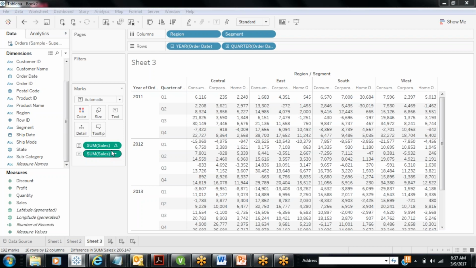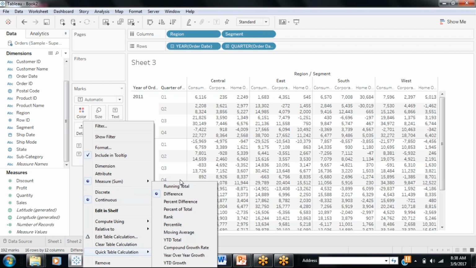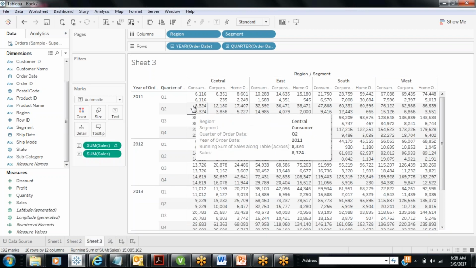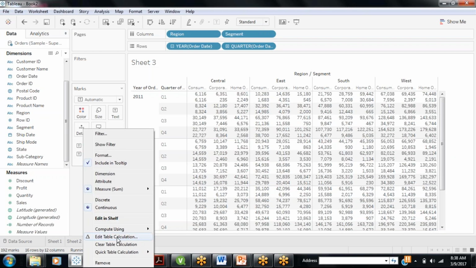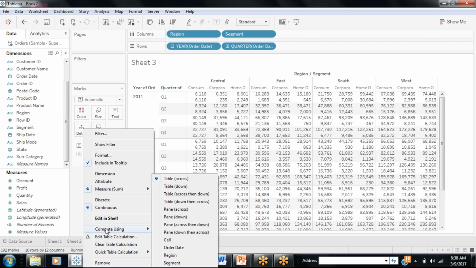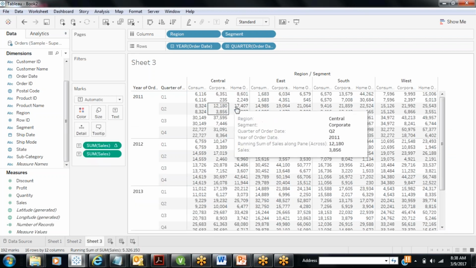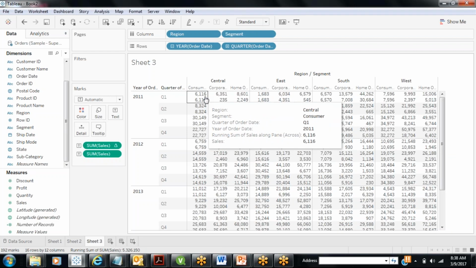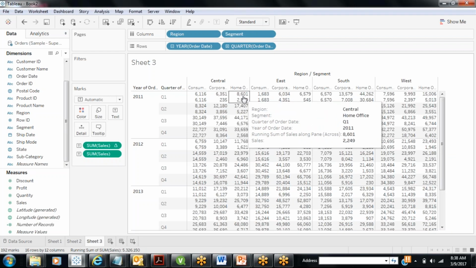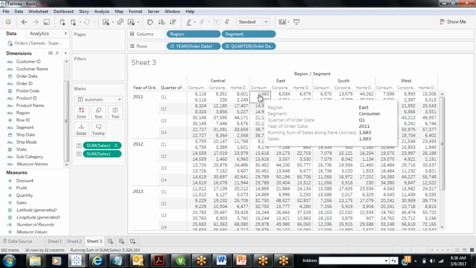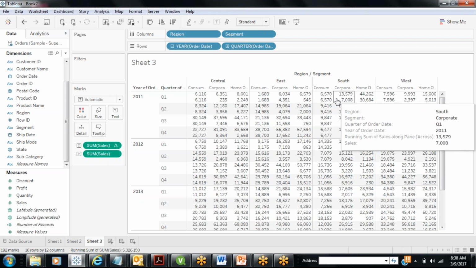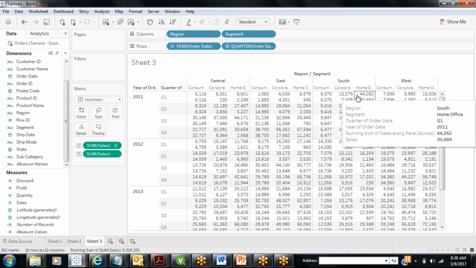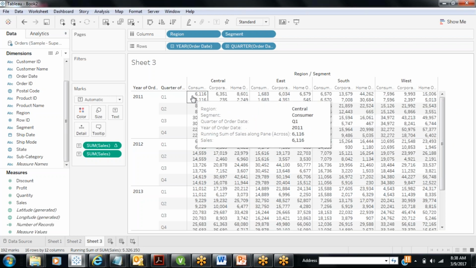Now I am not worried about the complete one, so let me go for only the pane level. I want to see the central one, the east one and the south one. So you go here and take compute using pane across. It starts here: 6116 plus 235 plus 2249 is 8601. Again it starts: 1683 plus 4351 plus 545. Again it starts: 6570 plus 7008 plus 30,000. So it starts like this, and the pane ends here.